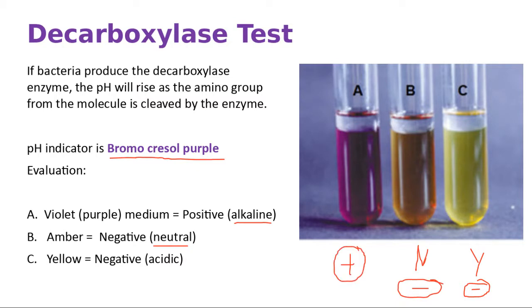And why is that? Why does the tube turn violet? Because it became basic. It became more basic, right? And so remember, at basic conditions or at alkaline conditions, it becomes violet. So violet is the only positive test. Everything else is negative. Okay?